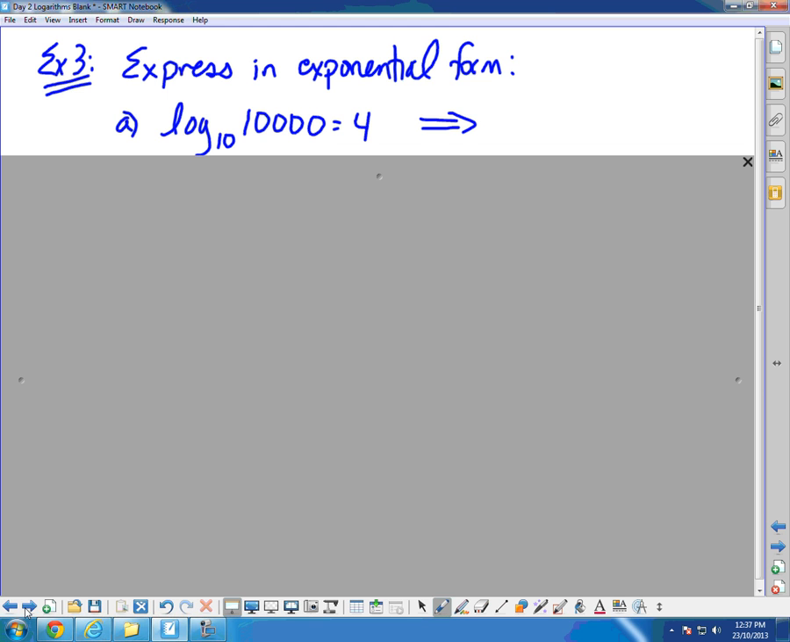Well, this says log 10,000 base 10 equals 4. So just by me saying that, I know that it's base 10. So it's going to be the 10 here to some exponent. Remember, logs are exponents. So the exponent is 4. And it equals an answer of 10,000. Try another one.